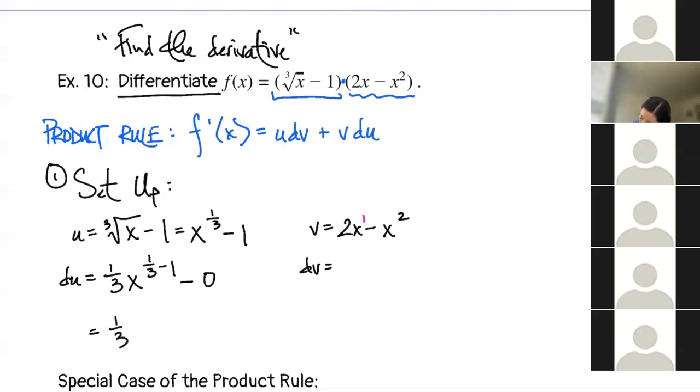We get 1/3 x to the negative 2/3. And if we want to write that as a fraction with radicals, we'll get 1/3, the cube root of x squared. All right, dv I think is easier though. What do we have for our dv, or our derivative of 2x minus x squared?